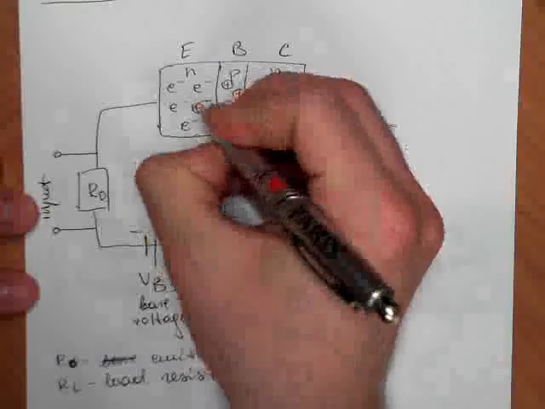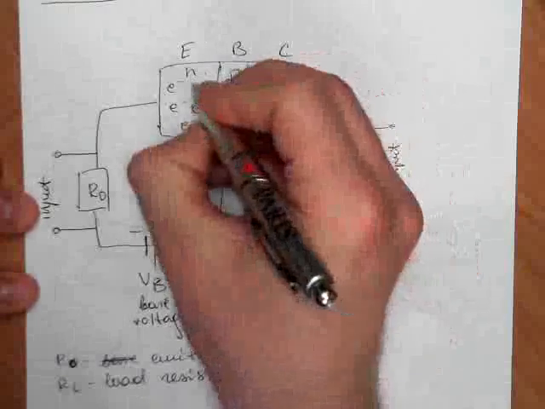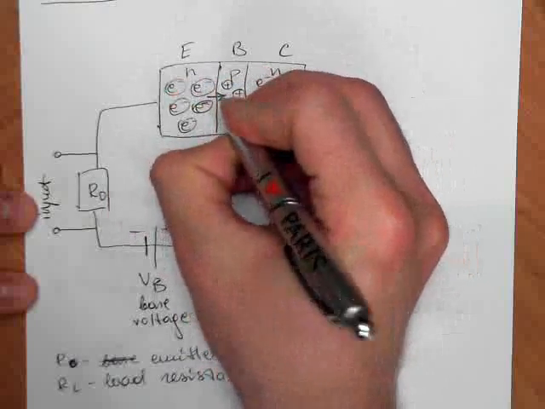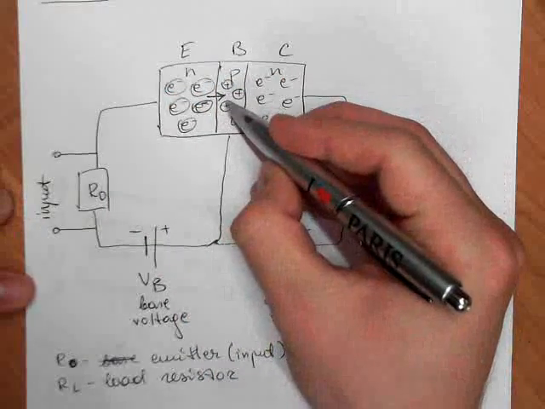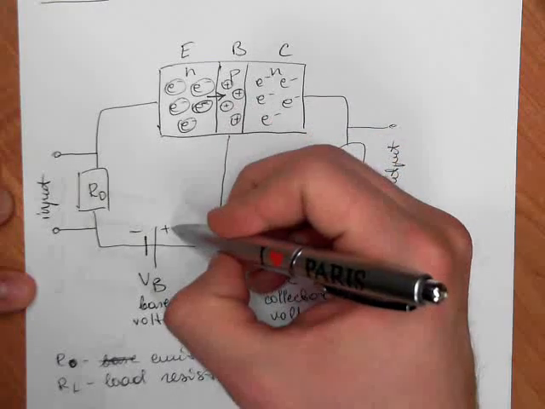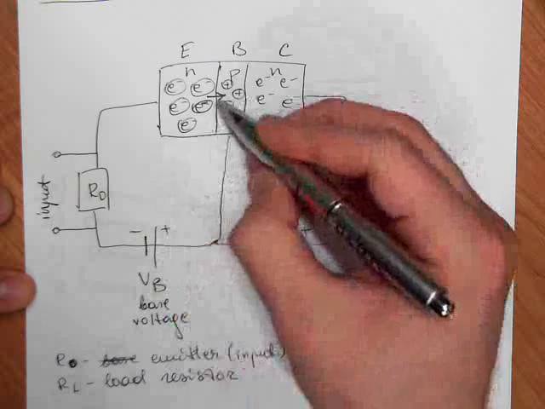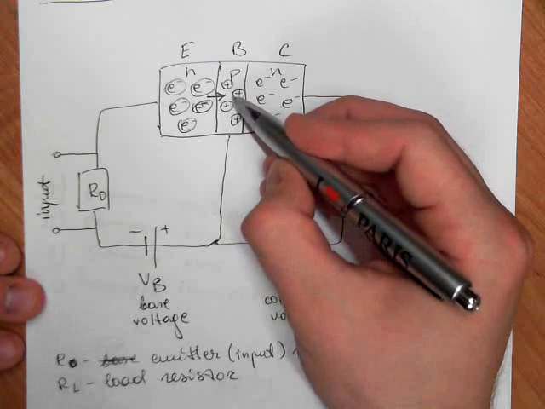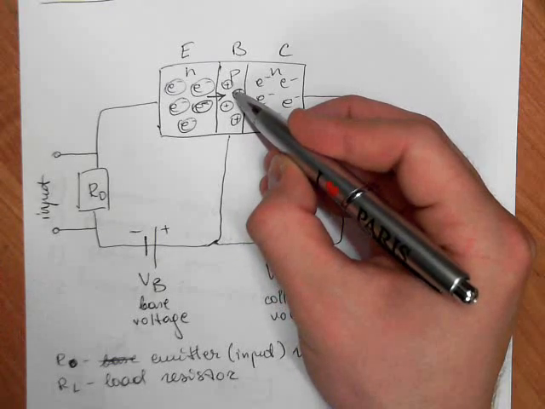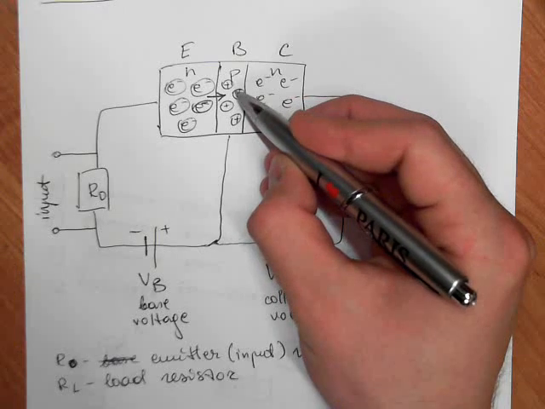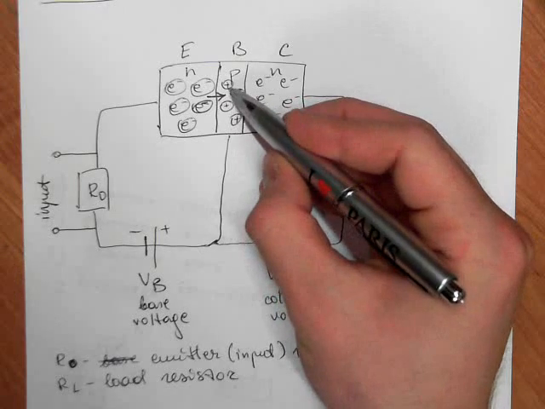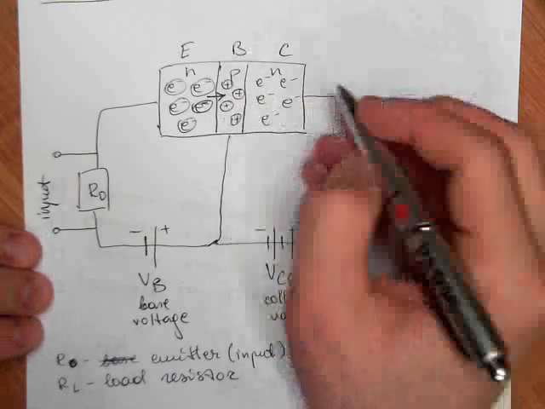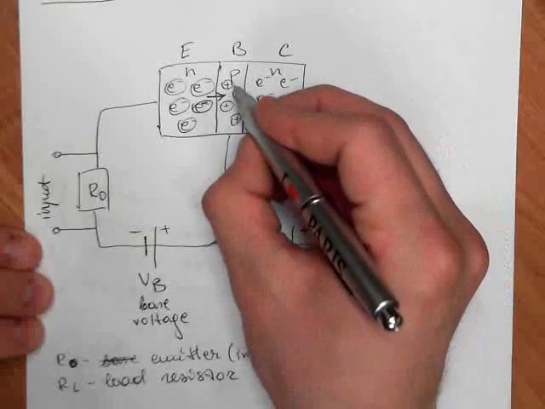These electrons that are here go to this base because they are attracted by this positive terminal of VB. So they go here, but because there are too few holes in this base, some of the electrons recombine with these holes, but most of them come and stay here.